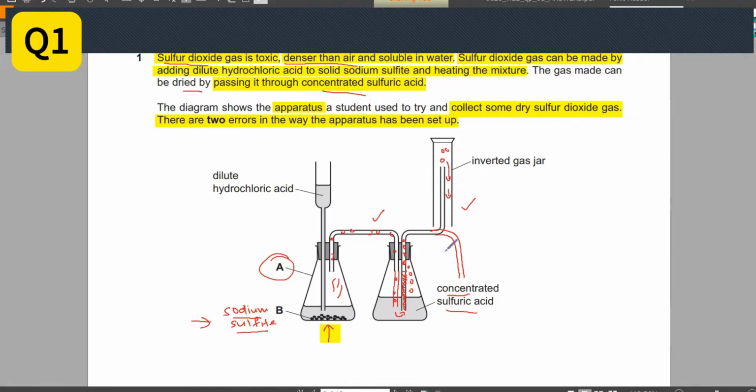So it should not be inverted. It should be like this. So we will collect the gas here. It is denser than air, so we can collect the gas effectively. If we use the inverted gas jar, then the gas will go down because it is denser than air. So these are the two errors of the setup.